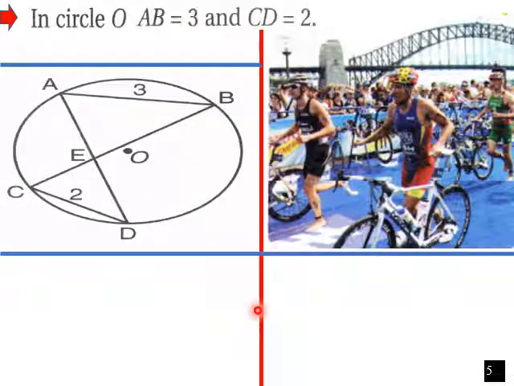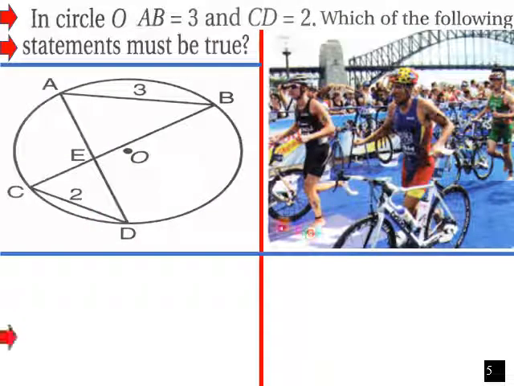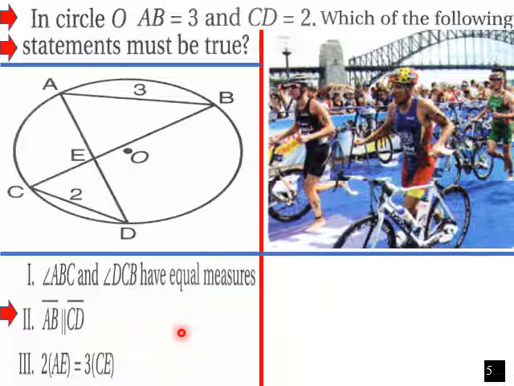Okay, so in circle O, AB equals 3 and CD equals 2. Which of the following statements must be true? In this situation we have three statements. Statement 1: angle ABC and angle DCB have equal measures.